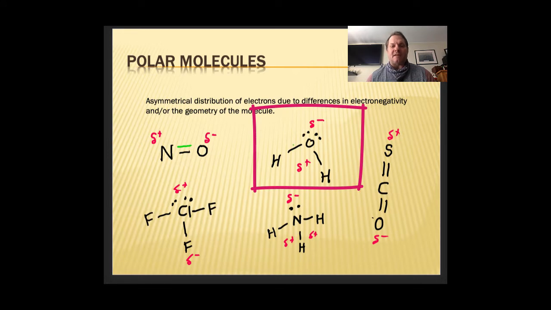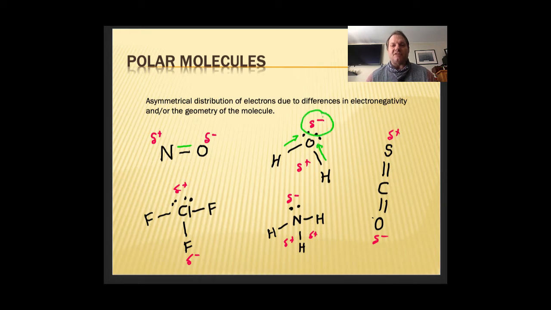Water is a bent molecule. Oxygen has a higher electronegativity than the hydrogens, so the electrons are drawn up towards the oxygen in that direction, leaving a partial negative charge near the oxygen. Now where they've been removed on the other side would end up being a partially positive charge.